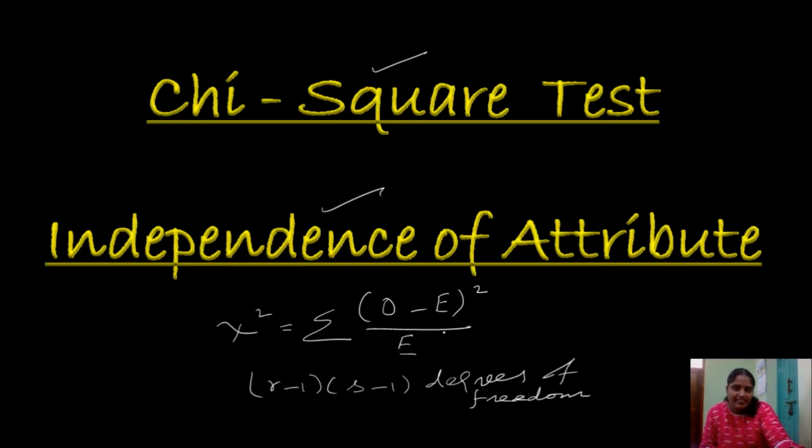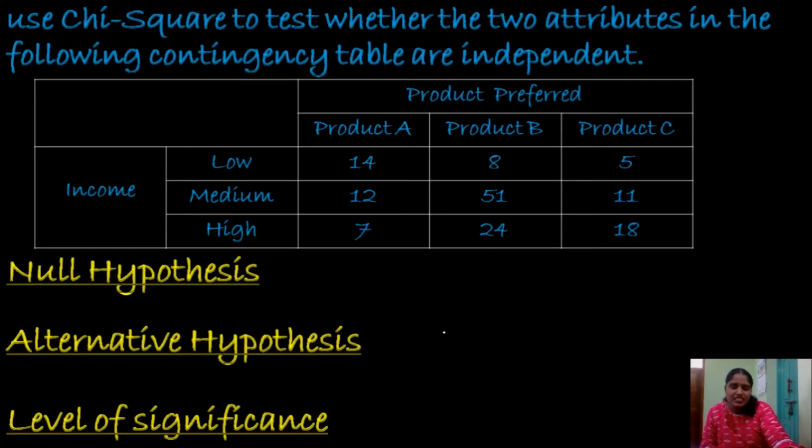With this short introduction, let me now move on to a simple example and explain the procedure involved in chi-square test for independence of attributes. Use chi-square to test whether the two attributes in the following contingency table are independent. For that, income and product preference is given. Product preference has three options, product A, product B or product C, whereas income level also has three categories, low, medium and high.